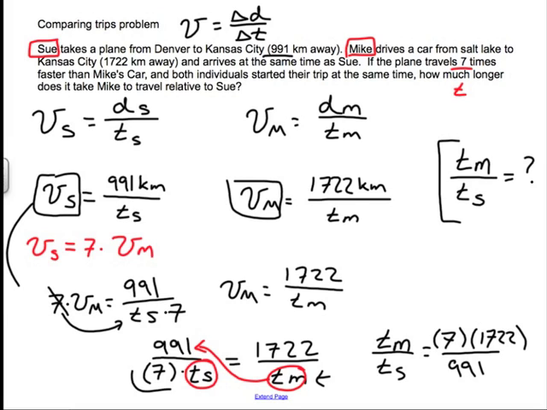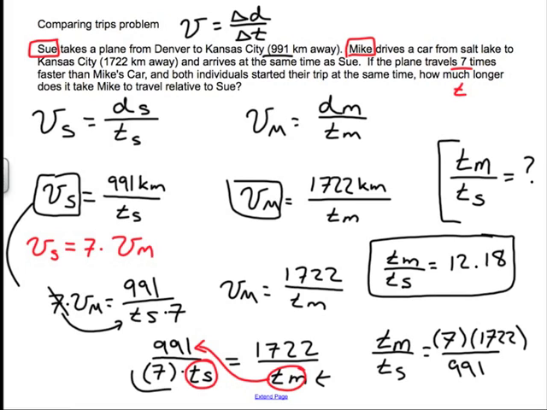When I get my final number here, I have Tm over Ts is equal to, this comes out to be 12.18. That would actually be a unitless number. So this Tm right here would be in units of hours, Ts would be in units of hours, and those would be canceling, and so that is what I was being asked to find. It will take Mike 12.18 times longer to travel.